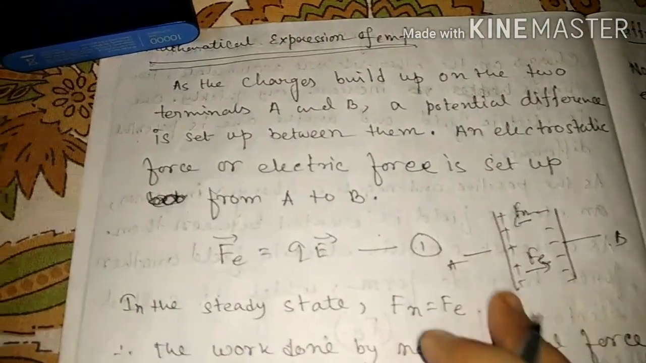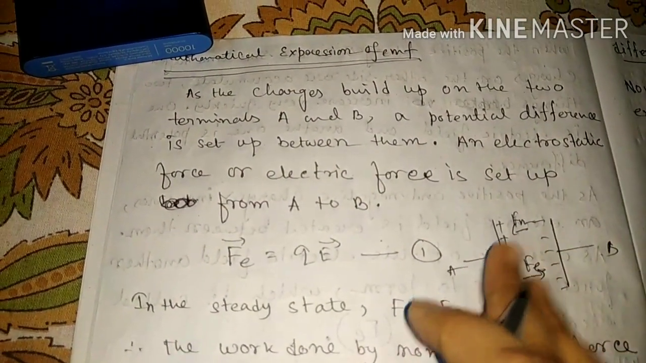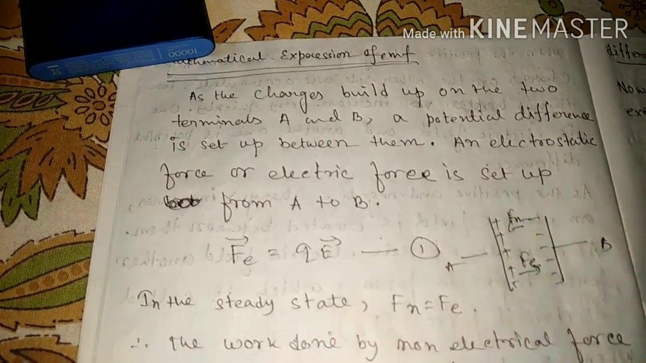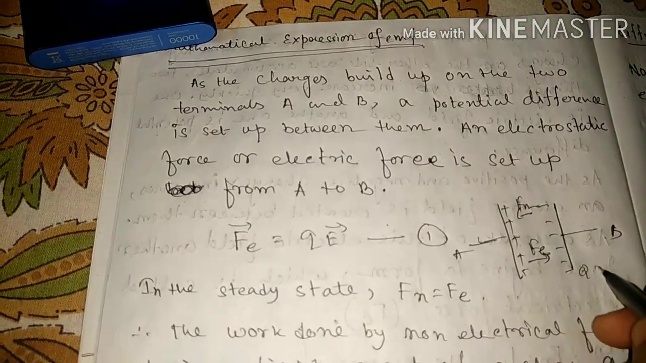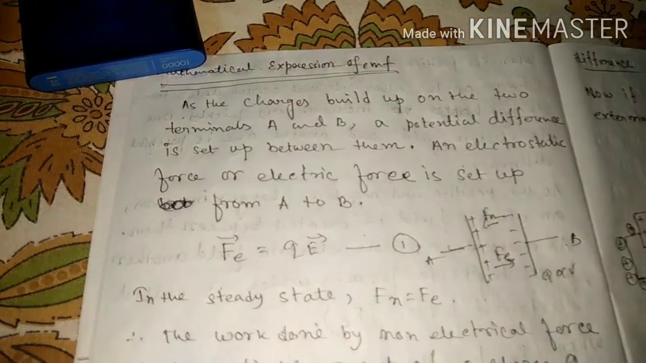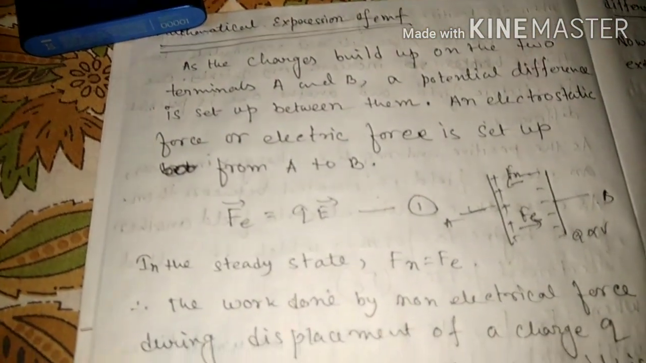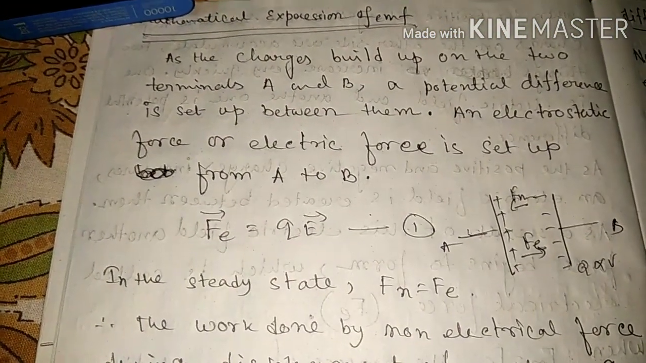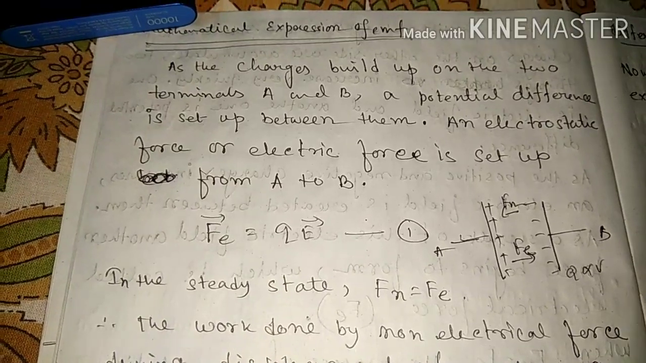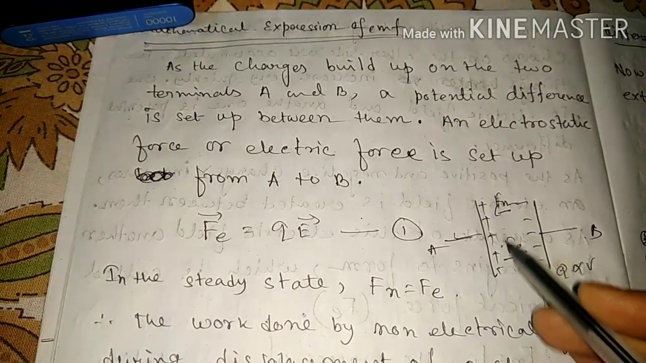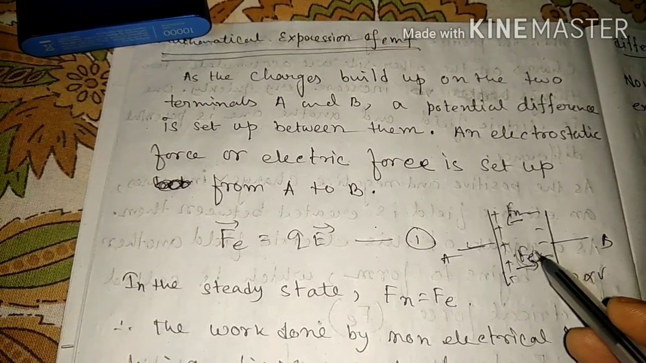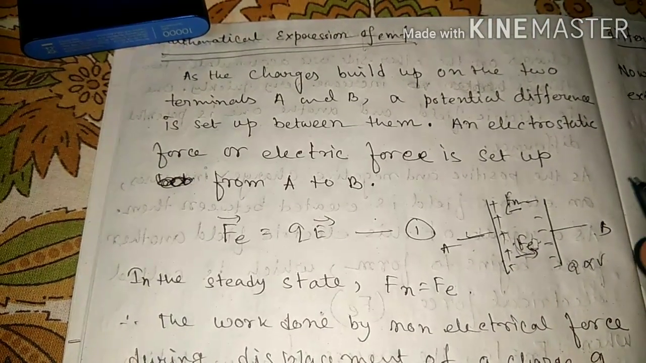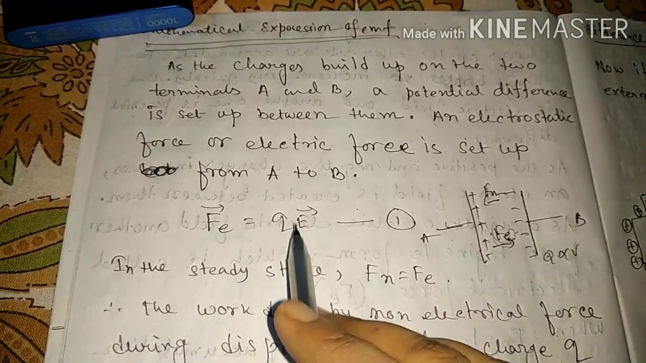So as the charges are built up on the two terminals A and B, a potential difference is set up, as we know that Q is proportional to V: as the amount of electric charge increases, potential difference also increases. So an electrostatic force or electric force is set up, that is Fe, from A to B. So Fe equals, we can write, Q into E.